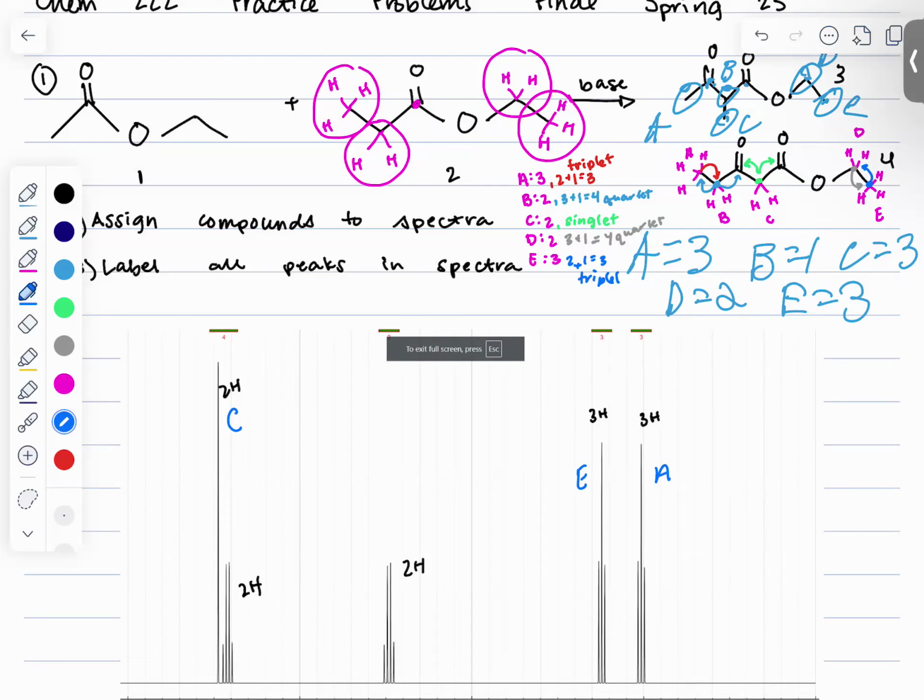Same with B and D. D is closer to oxygens, so it will have a higher number.